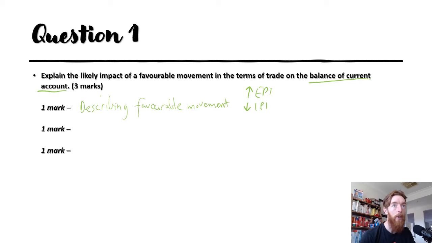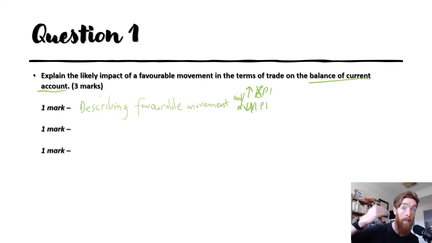We don't know in this case which one, so that's really, really important. I should call that XPI because that's how we do exports and that's how we do imports. But that's really important. That's either of those. You have to say that we've got an increase to the export price index and or a decrease to the import price index. That is a favorable movement.